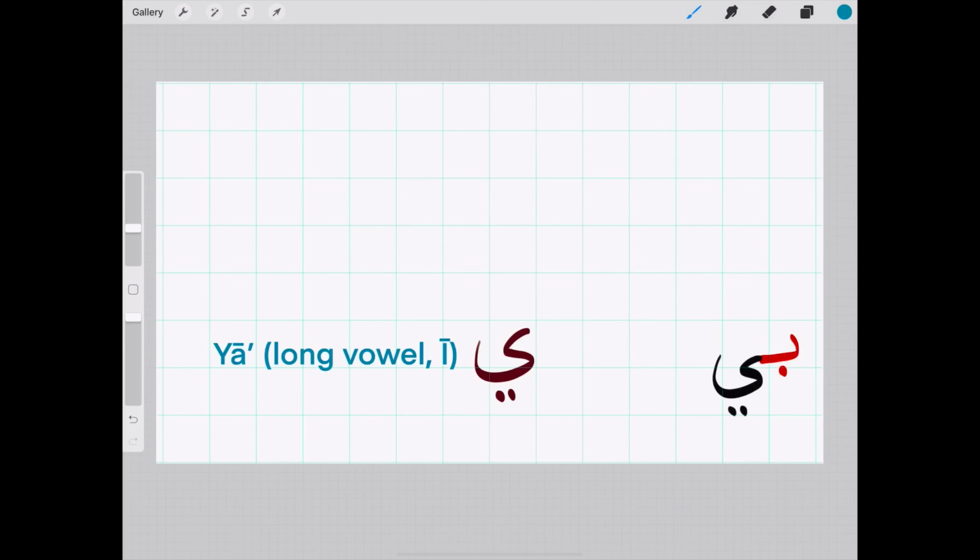So what do we have here on the right side? B. You attach the ba letter to the E letter or the ya letter. It becomes a B. Let's try and write this. The ya letter has 2 dots underneath, and the ba letter has 1 dot. And to make it easier for you, you can add the kasra underneath the ba, but you don't have to. The fact that you have the ya letter attached to the ba means it's a B. So it's the long vowel E.